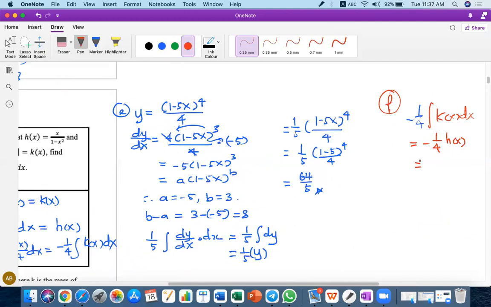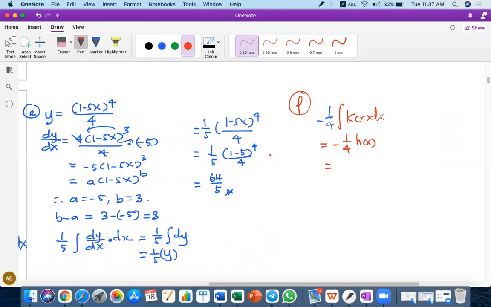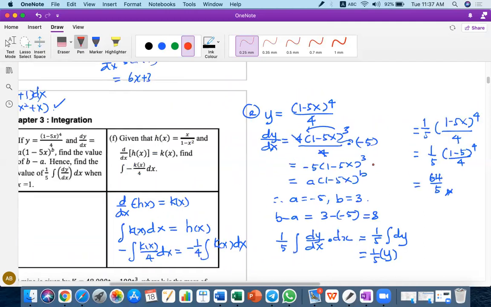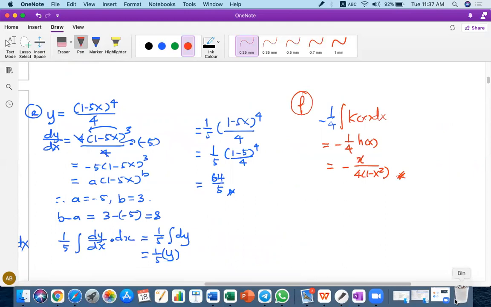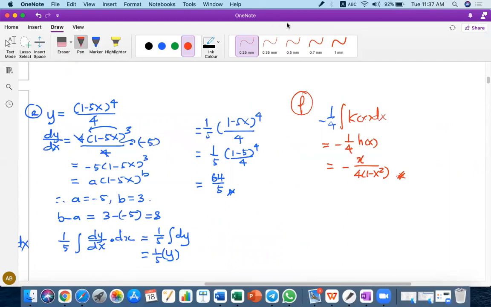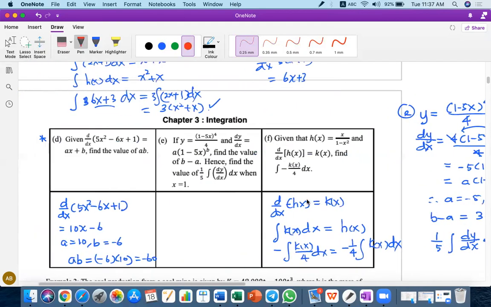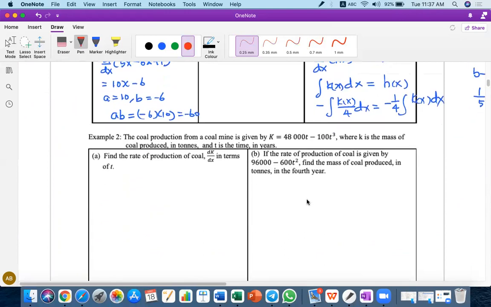So what is h(x)? h(x) is x, so negative x over 4 times (1 minus x squared). So this is your answer. Hopefully you get the answer. So this is 3.1.